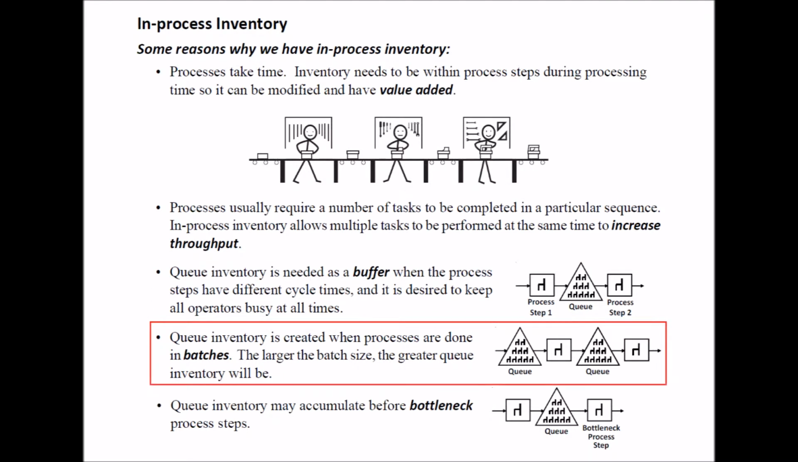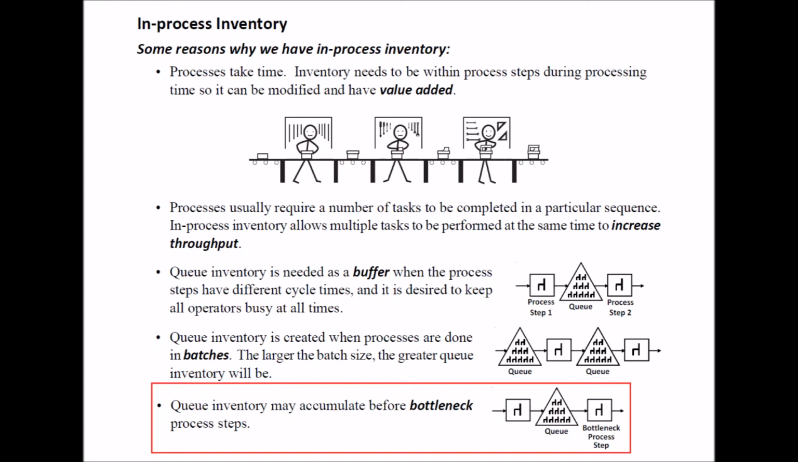Queue inventory is created when processes are done in batches. The larger the batch size, the greater queue inventory will be. In this example, the batch size is 10. Each step processes a batch of 10 chairs before moving to the next step. As mentioned in Session 16, queue inventory may accumulate before bottleneck process steps.